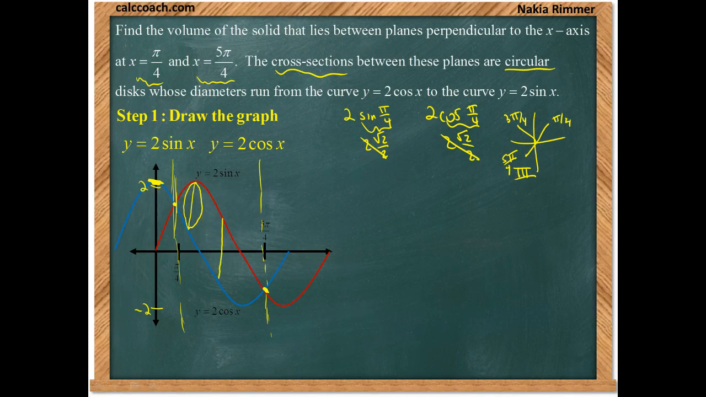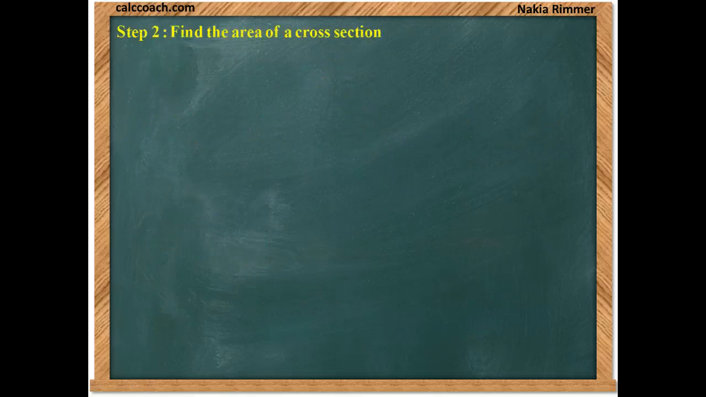the diameter of the circle. The diameter runs from the one curve to the other curve. So it's not a revolution, although it is circular in nature. We have these circles that come out of the screen, running from one curve to the other. Okay, good. We have a good drawing of the graph. The next step when you're doing cross sections is to get the area of a cross section, the formula for it.